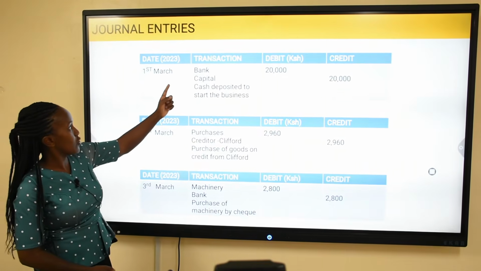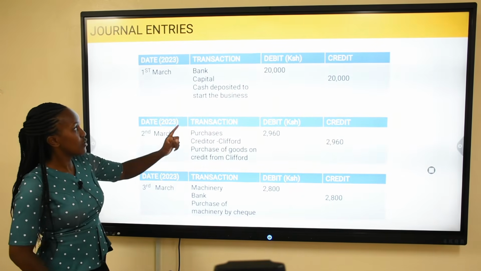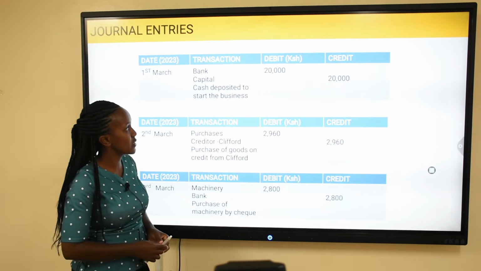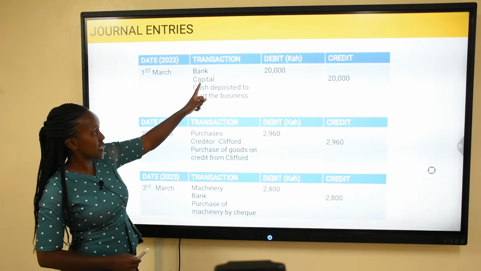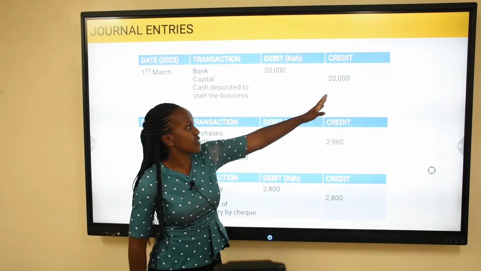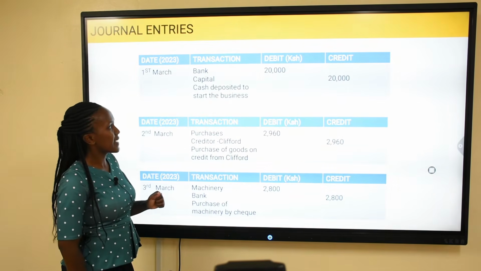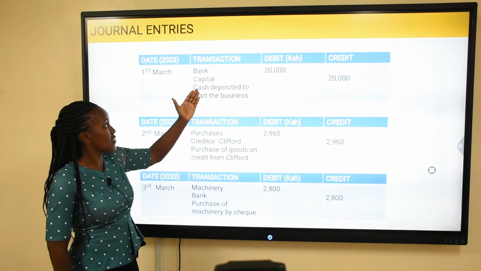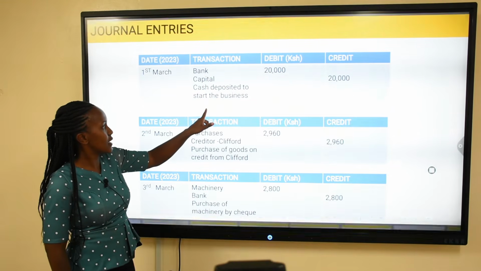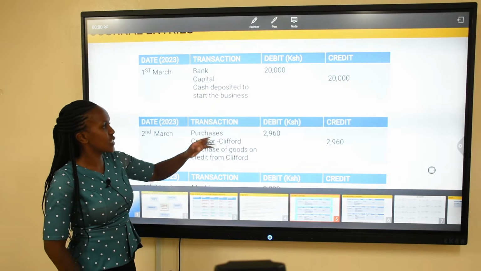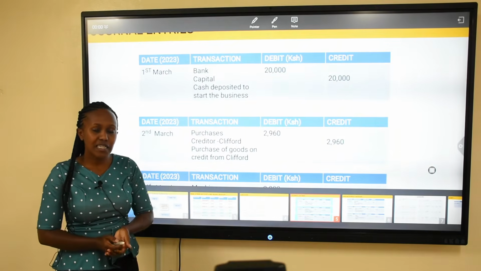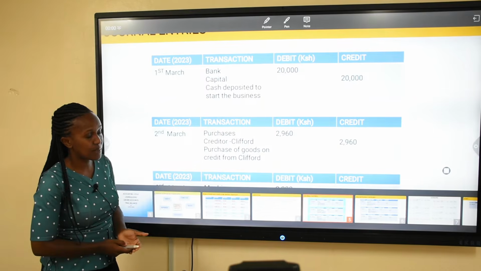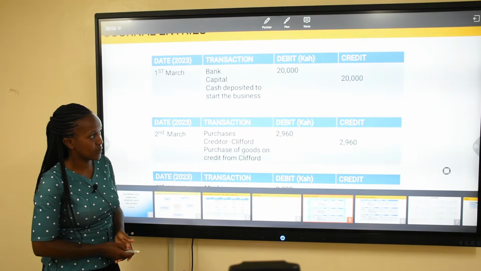This is our first journal on 1st of March. We are going to say debit the bank. So this is debit of the bank, 20,000. And then you're going to credit capital, 20,000. We also put a narration or a description of what has occurred. So we are going to say that what has occurred is that cash has been deposited to start the business. So from that, we can see that there are two accounts being affected. One of them is bank, while the other one is capital.